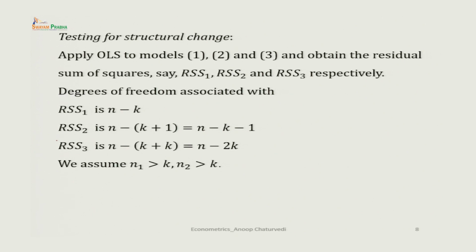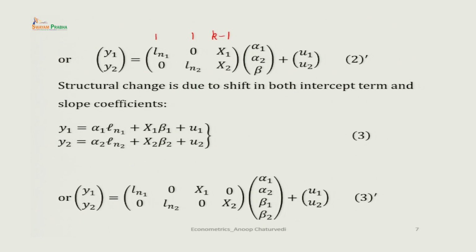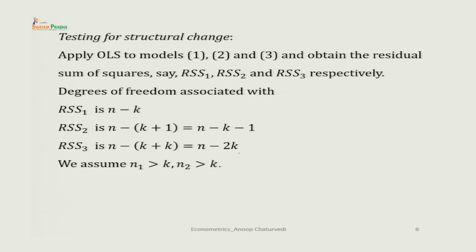Then corresponding to model 3, the degree of freedom of the residual sum of squares is n minus 2k. Actually, in the third model, you have total 2k explanatory variables, 1 plus k minus 1 plus k minus 1. So, the degree of freedom is n minus 2k, and we assume that n1 is greater than k and n2 is greater than k. Of course, you require this assumption, otherwise you will not be able to apply OLS to two equations.